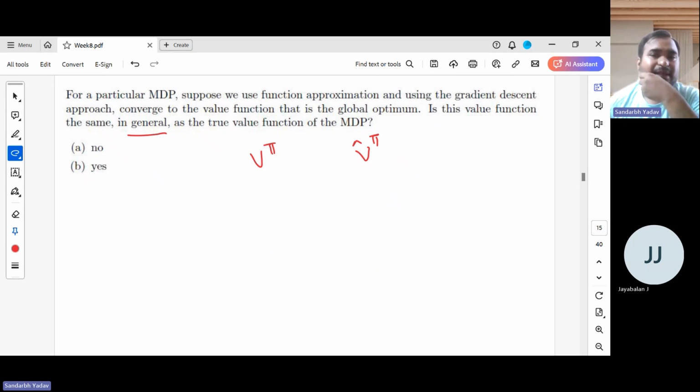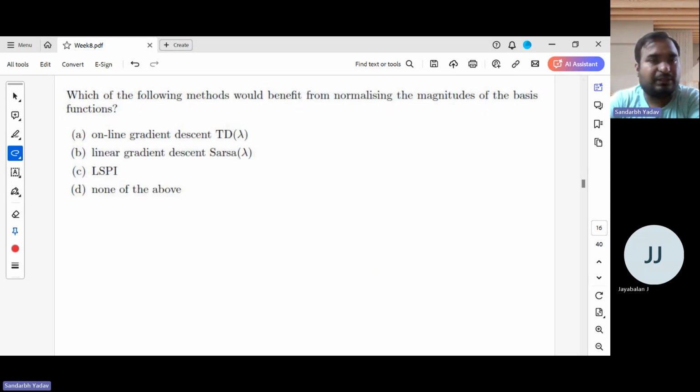So what happens is if we were having tabular approaches, then we would have one value exactly for each of the states. But now since we are using function approximation, some of the information is getting lost here. So it might not be possible that it will be exactly equal to this. It might get close, but in general we cannot say that it will be equal to the true value function of the MDP. So the correct answer here is no. It might happen that it reaches it, but in general you cannot say that this will happen all the time. Okay, then I'll move to the next one.